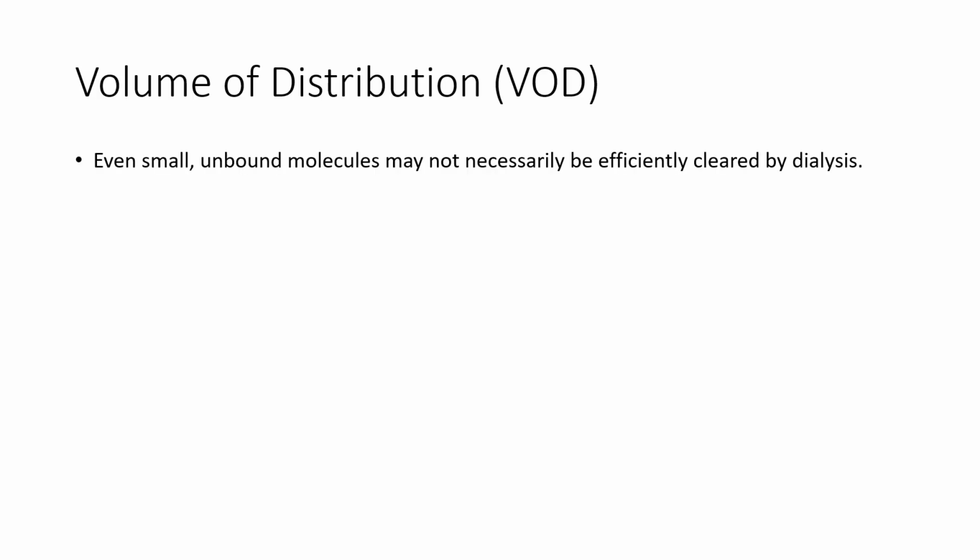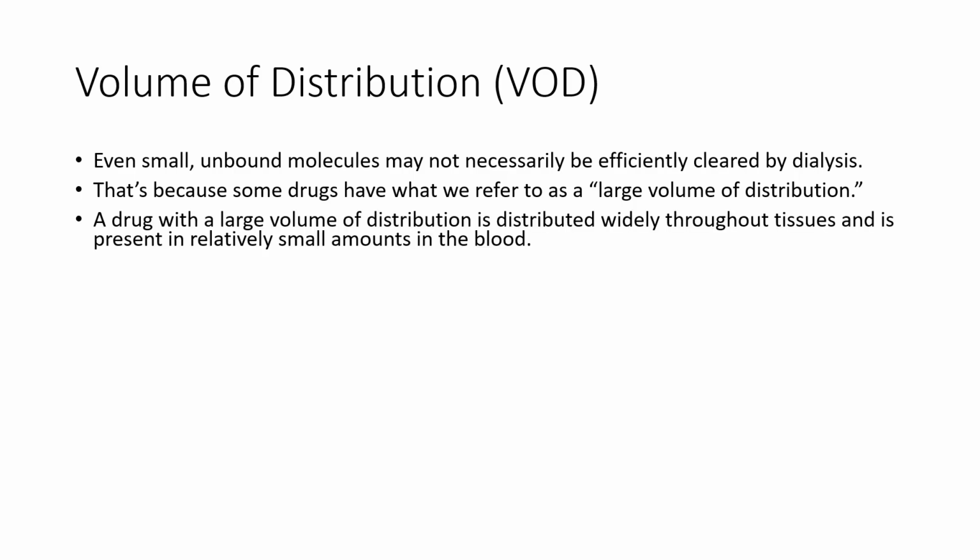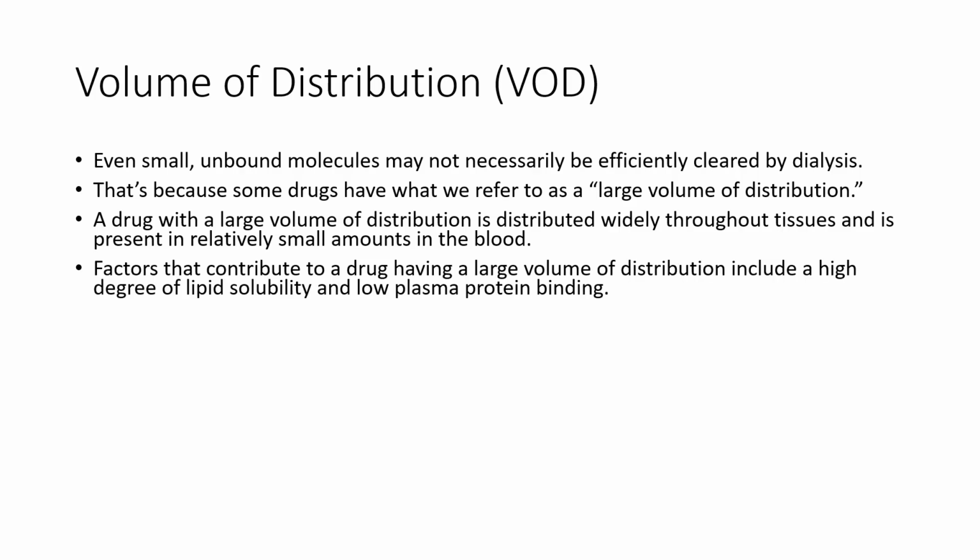But there's more to the story of drug clearance than just molecule size and affinity to bind to proteins in the blood. Even small unbound molecules may not necessarily be efficiently cleared by dialysis, and that's because of a concept called volume of distribution. If a drug has a large volume of distribution, meaning that it is widely distributed throughout the tissues, within the cells, within the interstitial space, then it may be present in relatively small amounts in the blood, and then less is available to be removed by the dialysis procedure.